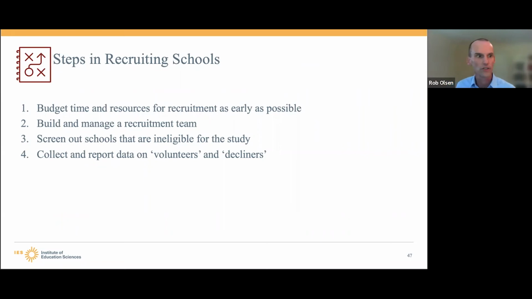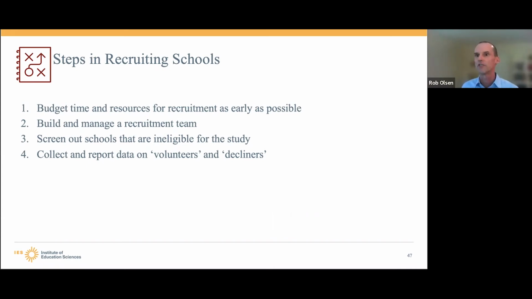So the guide also covers lots of details on 4 steps that research teams can take. I'll highlight them and refer you to the guide. The first is to budget time and resources for recruitment. The second is to build and manage a recruitment team. These 2 steps are standard practice for large research organizations that conduct large-scale impact studies on a regular basis.